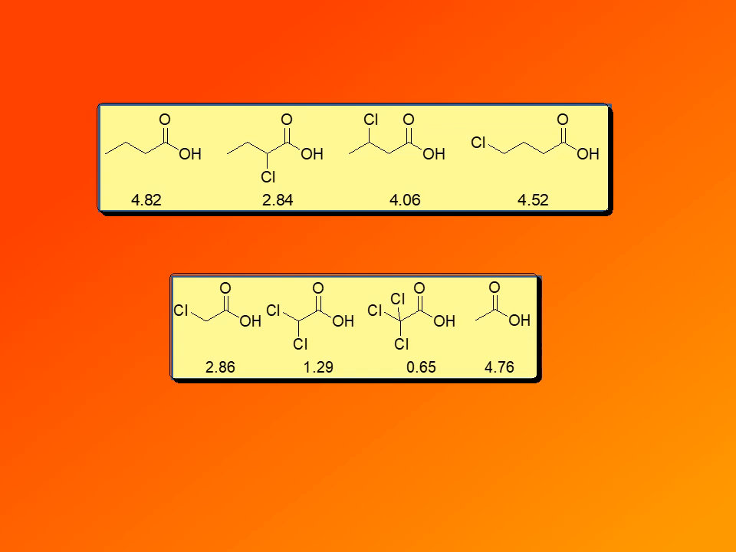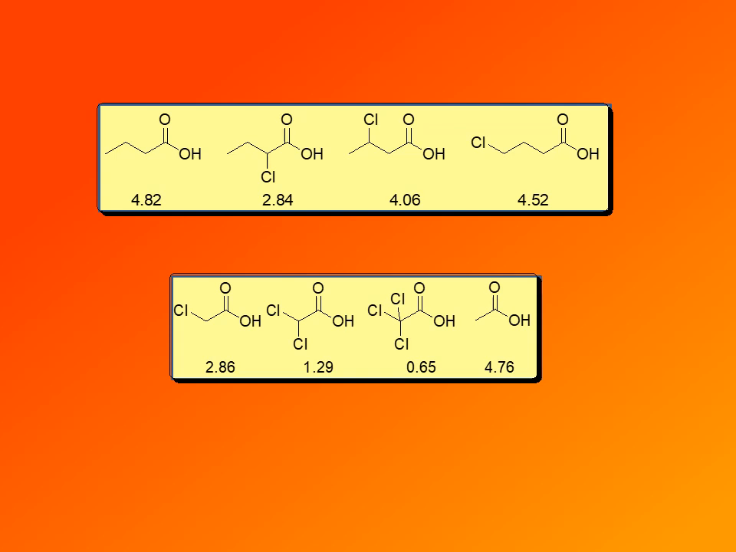And finally, 3 substituents: trichloroacetic acid has a pKa of 0.65, a very strong acid, particularly for an organic acid. And we can compare that, of course, with acetic acid with a pKa of 4.76. All of the effects that we have examined so far were those of electronegative atoms. And of course, in general, non-metals are more electronegative than carbon, and so they increase acid strength.